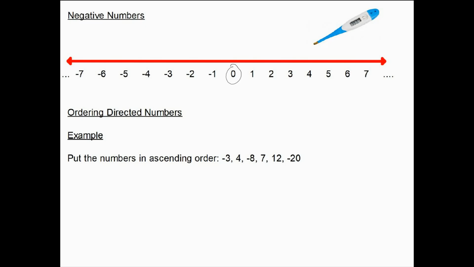In this video, we're going to begin our study of negative numbers. I have a number line, and in the center of the number line is the number 0. Numbers to the right of 0 are positive numbers, and numbers to the left of 0 are negative.